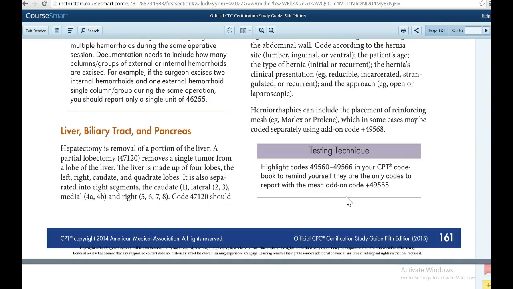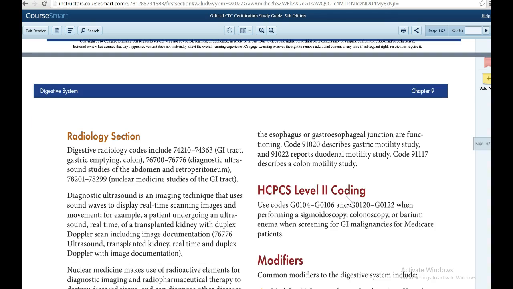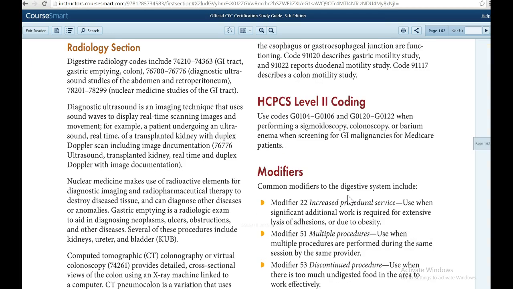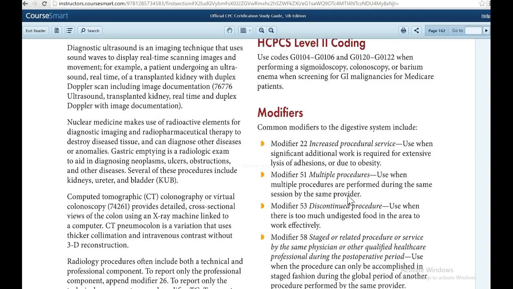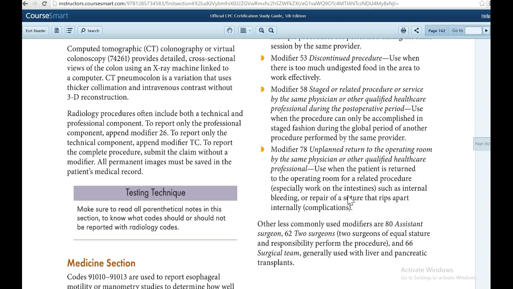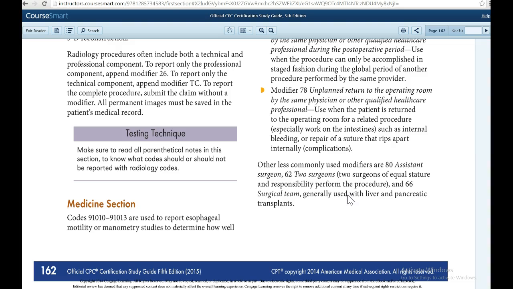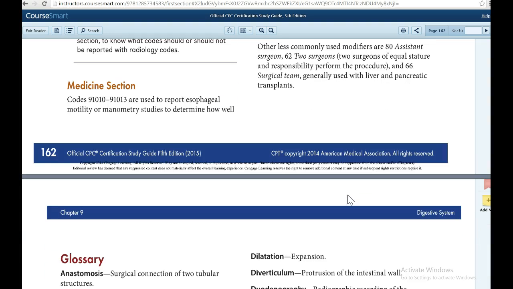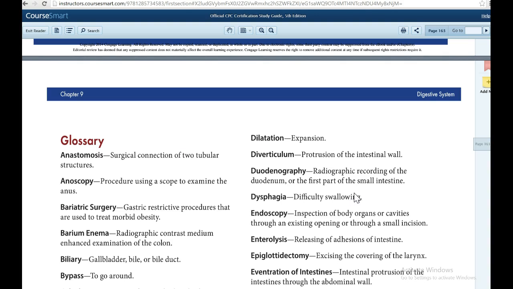Y'all make sure you go back and read over this stuff. The radiological procedures that you use when you do surgeries in the GI section. Your modifiers that you can use in this section: 22, 51, 53, 58, 78. Those are the modifiers that you can use in this section. All right, commonly used in this section. And then, of course, it gives you all some glossary terms that you may not remember.